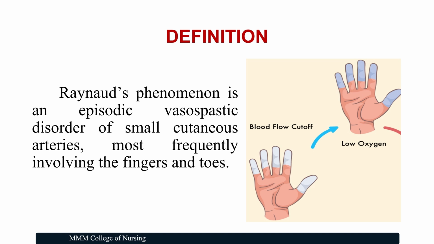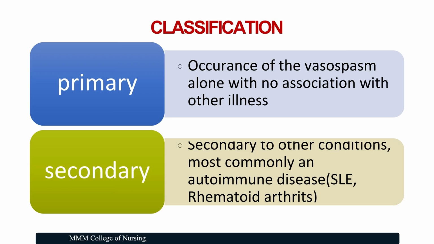Okay. Now let's move into definition. Raynaud's phenomenon is an episodic vasospastic disorder of small cutaneous arteries, most frequently involving the fingers and toes. Episodic means it comes and goes in attacks. Vasospastic means blood vessels suddenly go into spasm and constrict. Small cutaneous arteries means the tiny vessels just under the skin. Fingers and toes are most commonly affected. The core problem here is the small vessels overreacting to triggers and cutting off blood flow. That's what Raynaud's is.